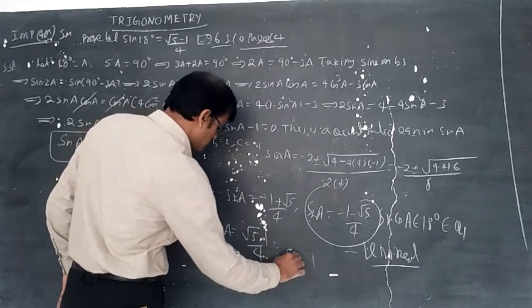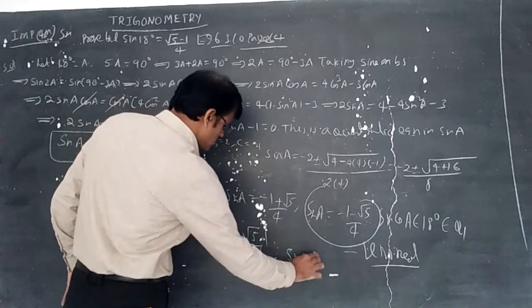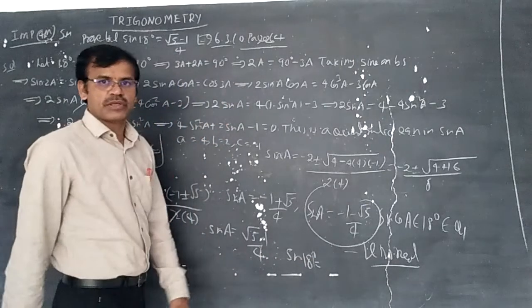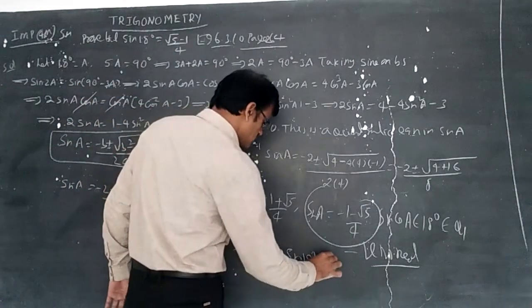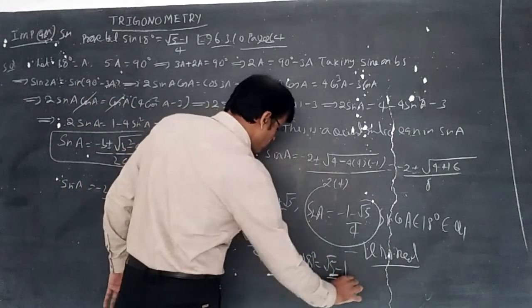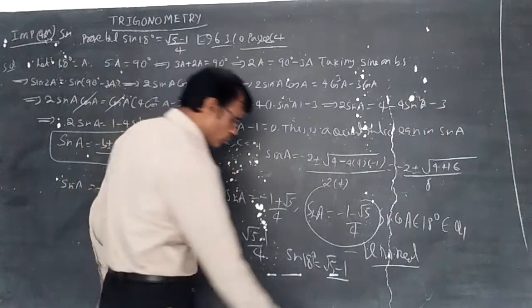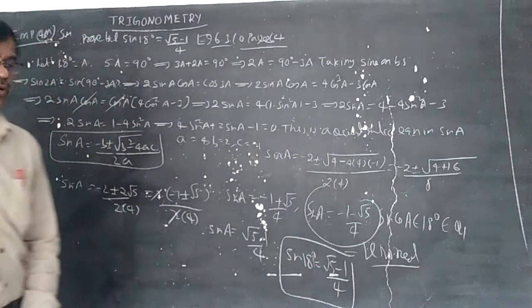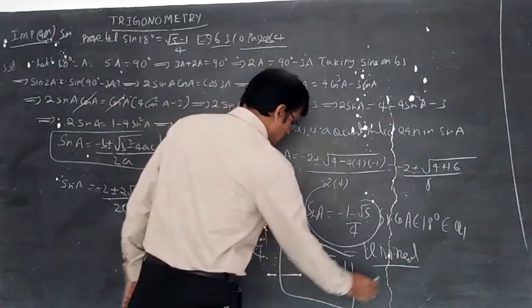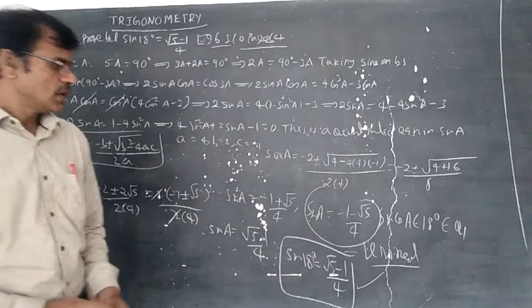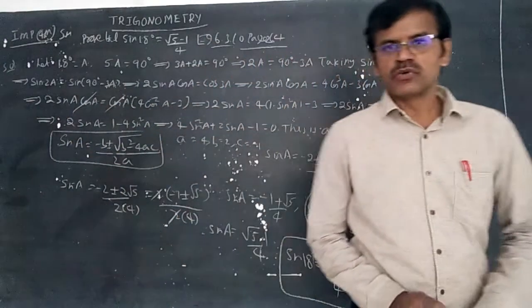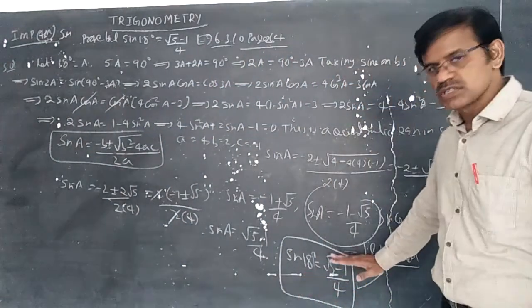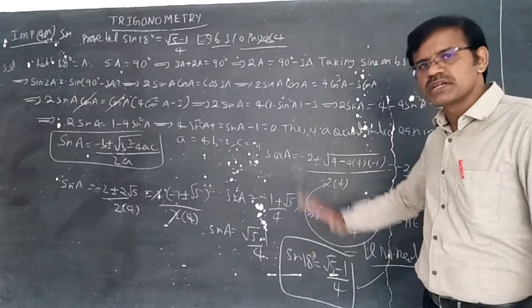Therefore, what is the value of sin 18 degrees? Sin 18 degrees is equal to root 5 minus 1 whole by 4. This is the correct answer. This is a 4 marks important question, important theorem. And the value of sin 18, you need to remember, you will face this in objective questions and important questions plenty of times.